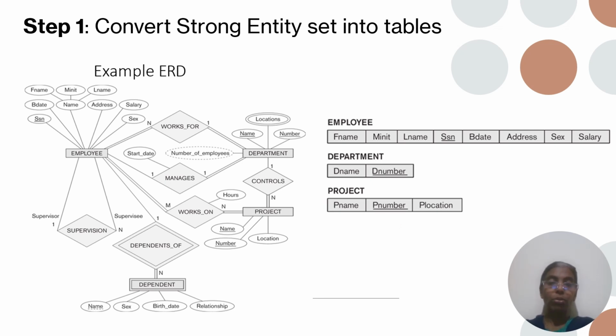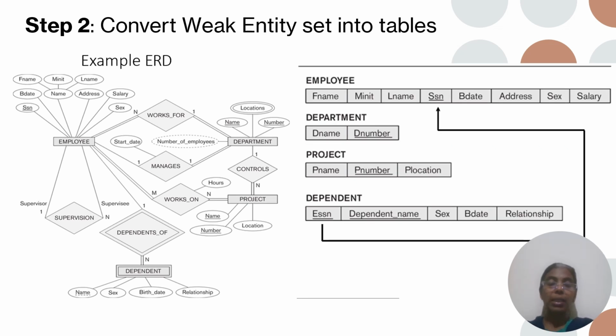Now let us move on to the second step. In the second step we are going to convert the weak entity into a table. Which weak entity do we have? Dependent is the weak entity. This is the only weak entity present in our example. To convert a weak entity, first you need to identify the weak entity, that is your double rectangle. After identifying that, we have to set the primary key. This is the dependent of the Employee table.